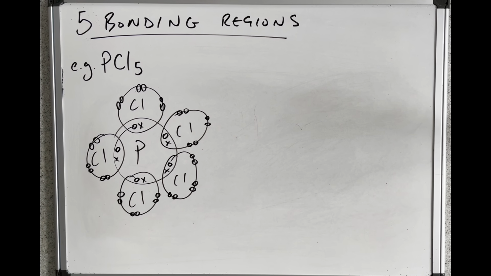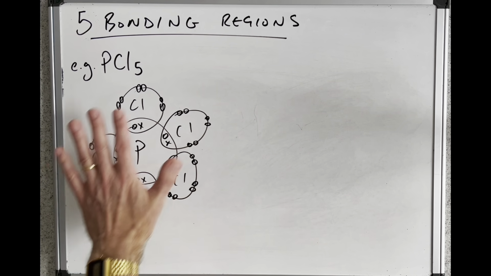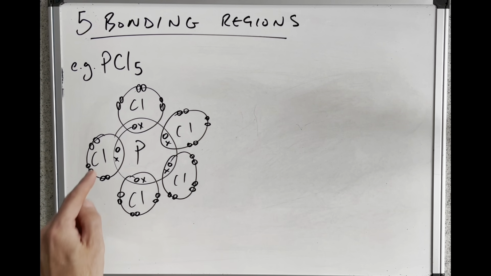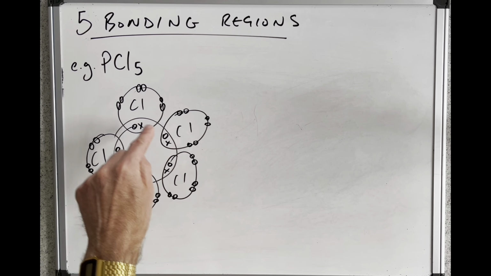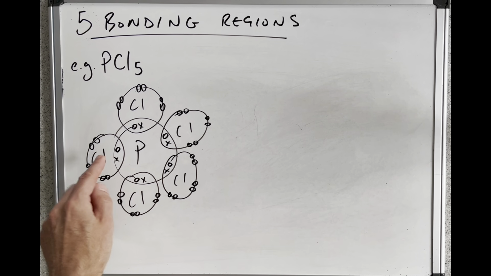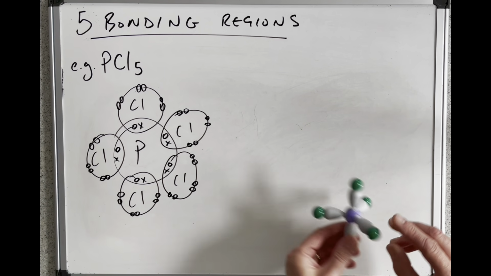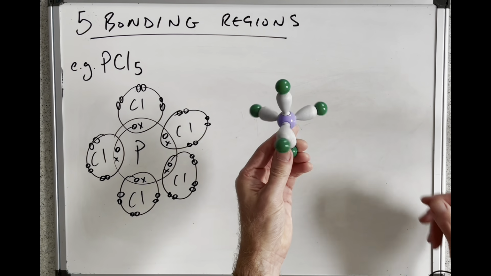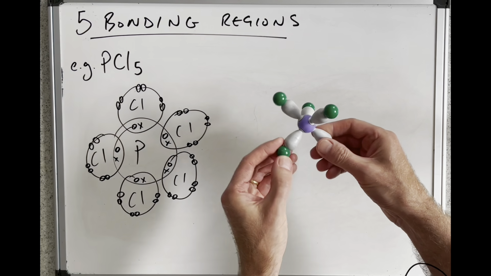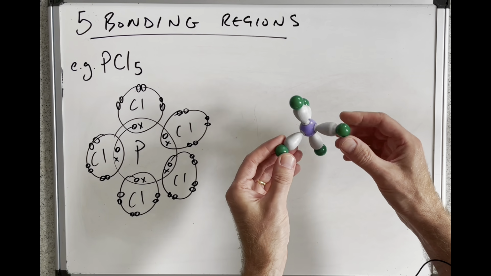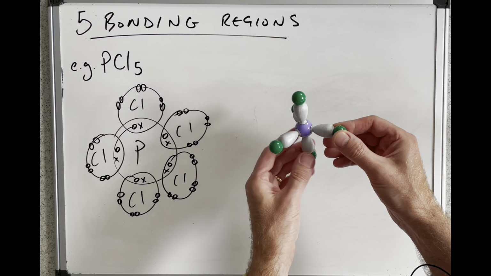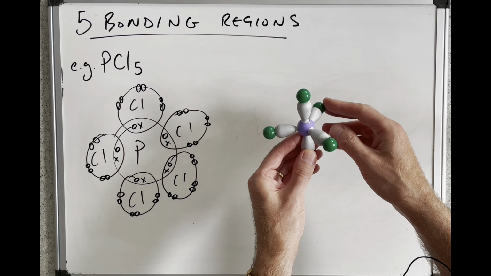So moving on to 5 bonding regions now. The example I'm using is PCl5, phosphorus pentachloride. Again, there's my dot and cross diagram to start with, and you can see we've got 5 single covalent bonds between the phosphorus and these chlorines. So I'll just bring the model straight into play. There it is there. So that is the shape, or that's the furthest apart that these 5 bonding regions, electron regions, can get. And we'll talk about how to draw this now.